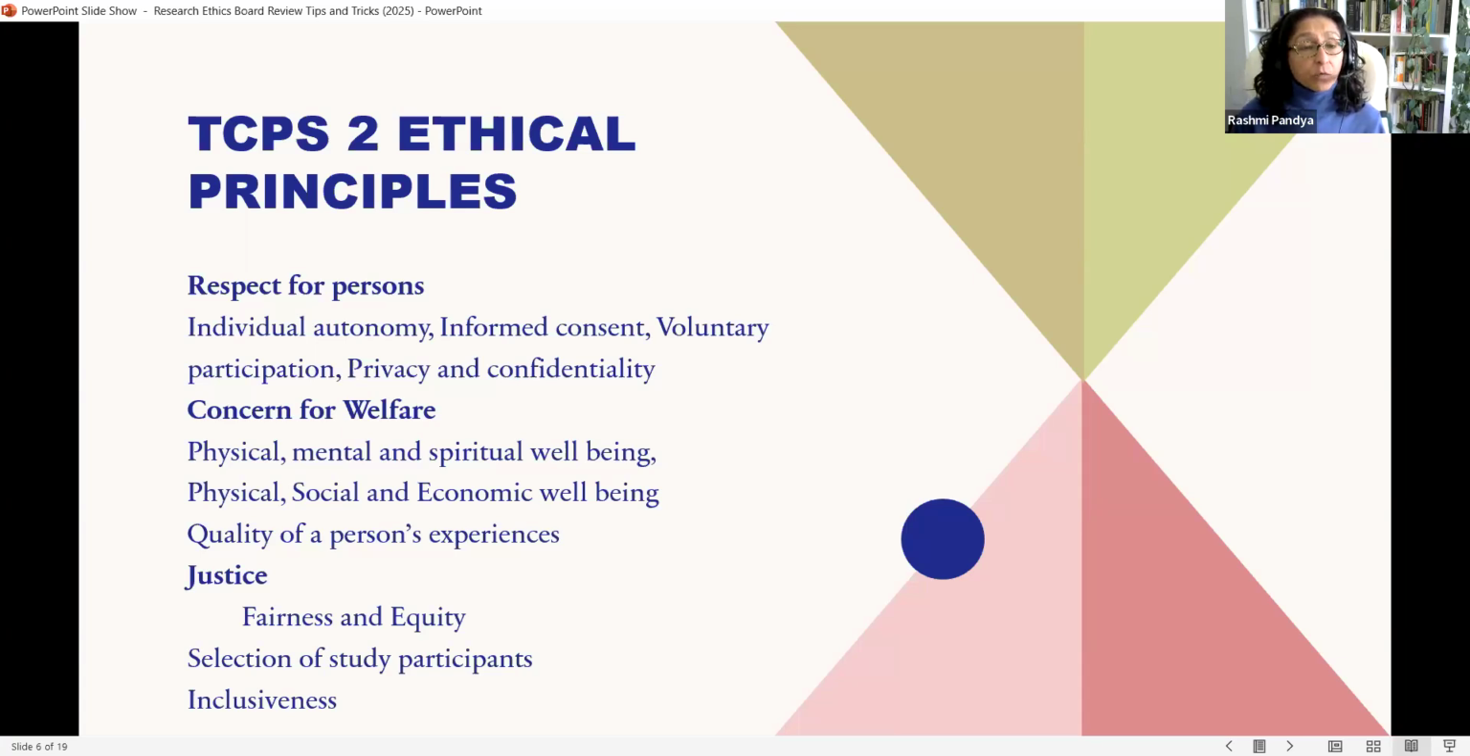So one of the things the REB will look at in terms of justice is what's the basis of the selection of your study participants? Are you being inclusive? And this is something that we are seeing a lot. We have a demographic at the U of R that is quite varied, and it's good to include consideration of that in the inclusion criteria for participation in a research project, because the REB will ask about that.